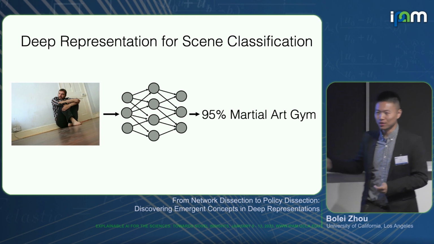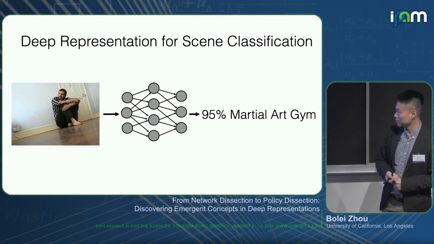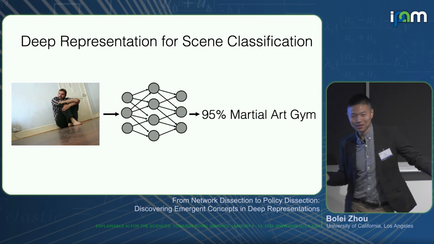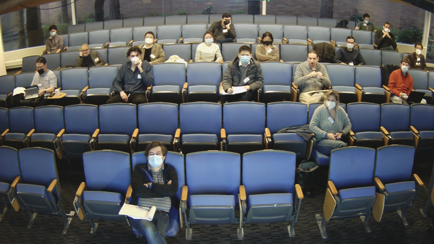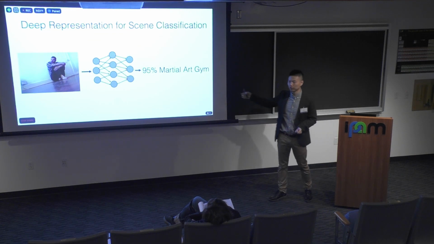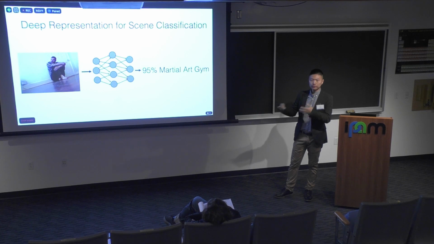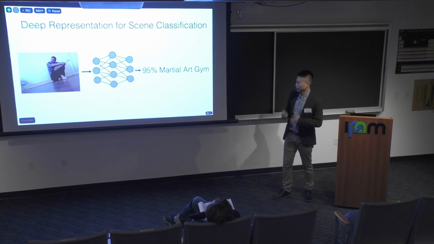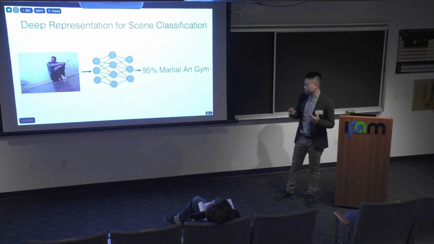But why does this give me this prediction, martial art gym? Can anyone give me some guess? So why does this model give us this prediction? Any guess? Yeah. Yeah, so that's a very interesting property, right? Given some bizarre prediction from the neural network, why does this model give us this prediction? So we try to understand their internals and reasoning.